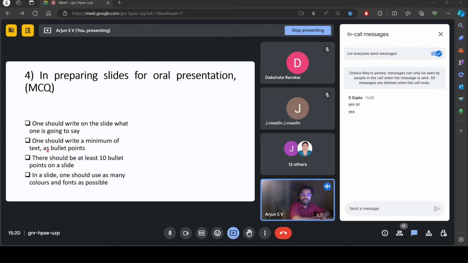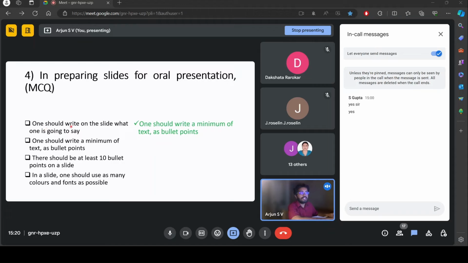So this is just a repetition of the last question. We must have very little text and as many images as possible. So the correct answer will be: one should write a minimum of text as bullet points. We'll go over the options one by one as well.